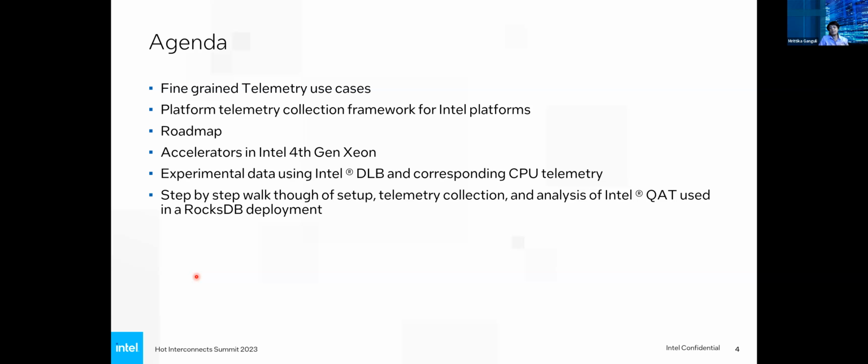We'll cover two accelerators. One is the Intel Dynamic Load Balancer, and the second is the Intel Quick Assist Accelerator. We'll do a step-by-step walkthrough on telemetry collection and analysis of the QAT, the Quick Assist Accelerator, with a RocksDB deployment.